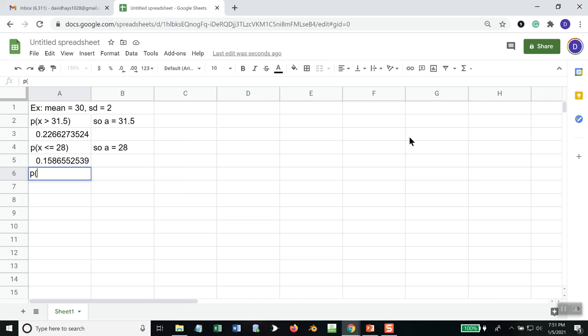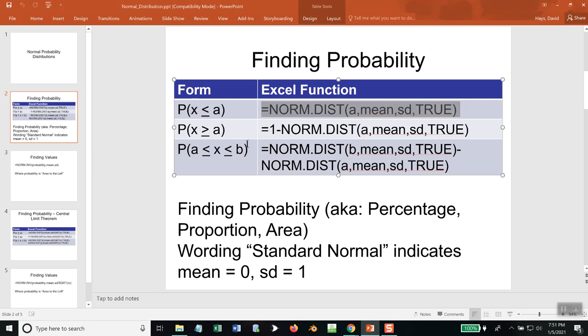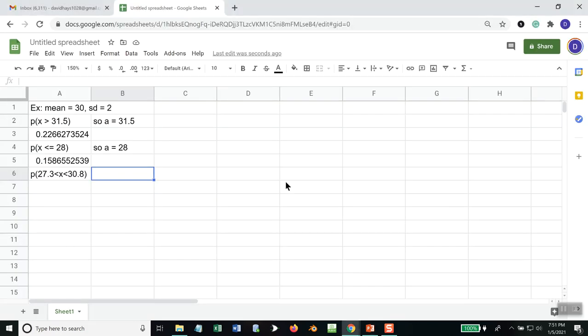Let's say we're trying to find the probability that it's between 27.3 and 30.8. That's our last type. Again, notice these are less than or equal to's, and I put less than. I wanted to really emphasize it does not matter what your symbol is. A is what's first, and B is what's second. So A is your smaller number. A is 27.3, and B is equal to 30.8.